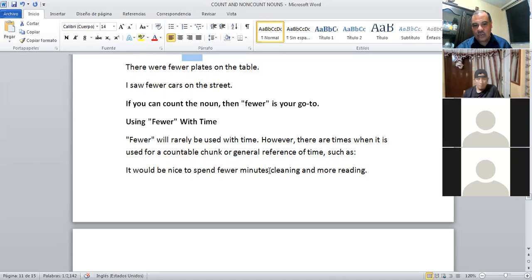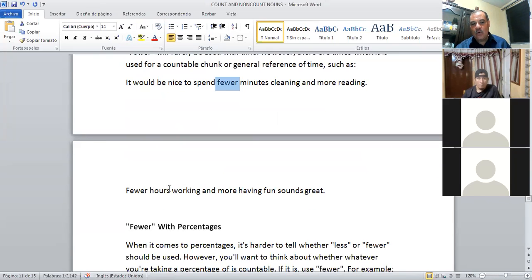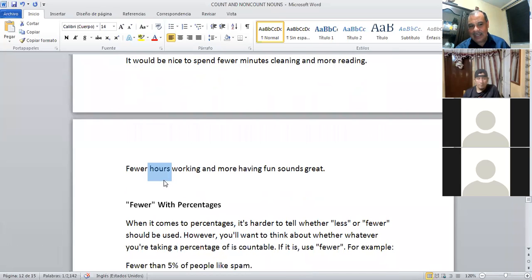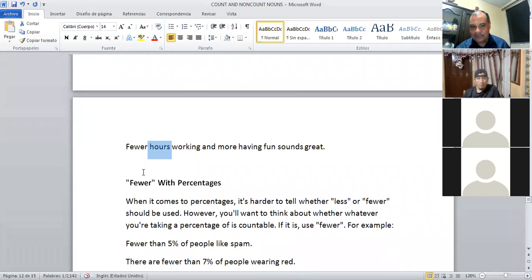Now, here it is talking about a countable noun, minutes. So that's why I use fewer. Fewer hours. Can you count the hours? So: fewer hours working and more having fun sounds great. So in that case, I use fewer.